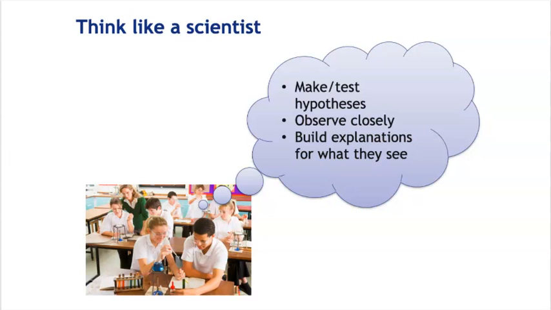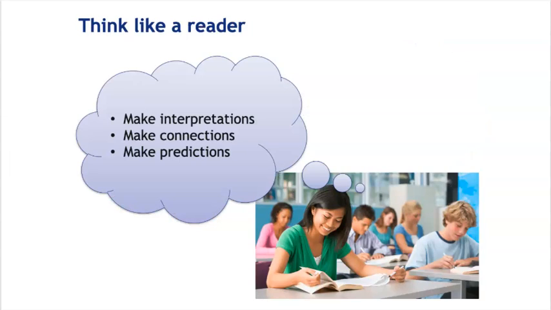How about a scientist? Think like a scientist. Well, a scientist needs to be able to make and test hypotheses, to observe closely, build explanations for the things that they are discovering. How about thinking like a reader? In ELA, we're going to learn to make interpretations, make connections, text to self, text to text, etc. Make predictions about what we think might happen and the cause and effects of what's going on.